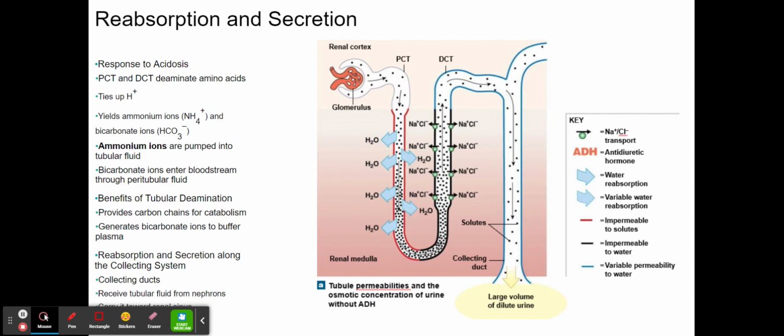Note that the production of lactic acid and ketone bodies during the post-absorptive state could cause acidosis. Under these conditions, the PCT and the DCT deaminate amino acids in reactions that strip off the amino groups, or the NH2 group. The reaction sequence ties up hydrogen and yields both ammonium ions, or NH4, and bicarbonate. The ammonium ions are then pumped into the tubular fluid by sodium-linked countertransport, and the bicarbonate ions enter the bloodstream by way of the peritubular fluid.